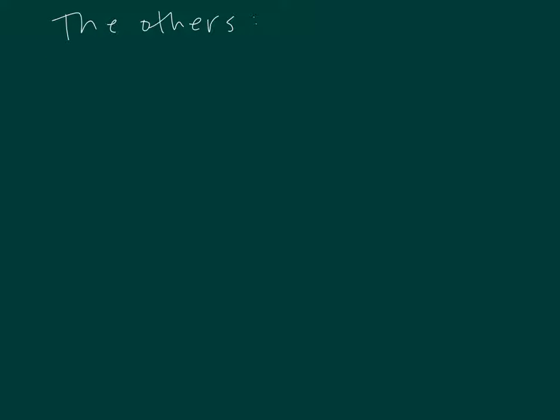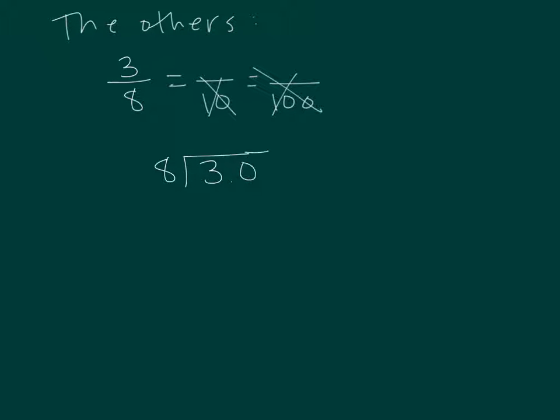So let's say we have 3/8, and we don't have an eighths place in the decimal system, and it doesn't go evenly into 10, it doesn't go evenly into 100. What we do is we do the numerator divided by the denominator, which means 3 divided by 8. 8 goes into 30 3 times. That's 24. Subtract, you get 6. Another 0 down. Keep dividing.